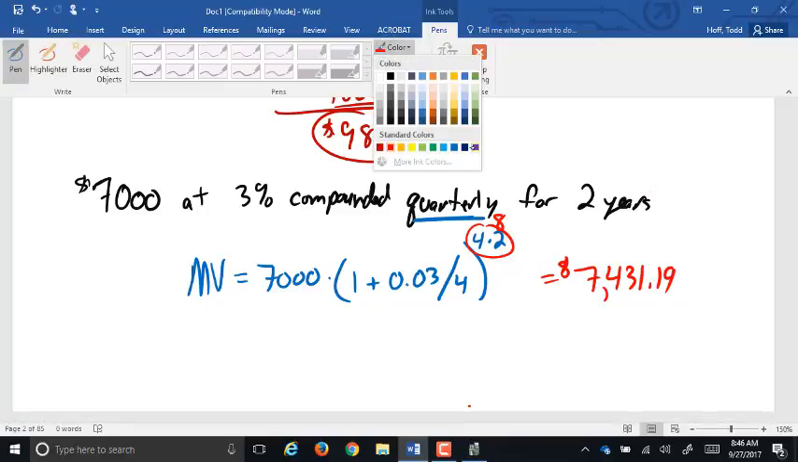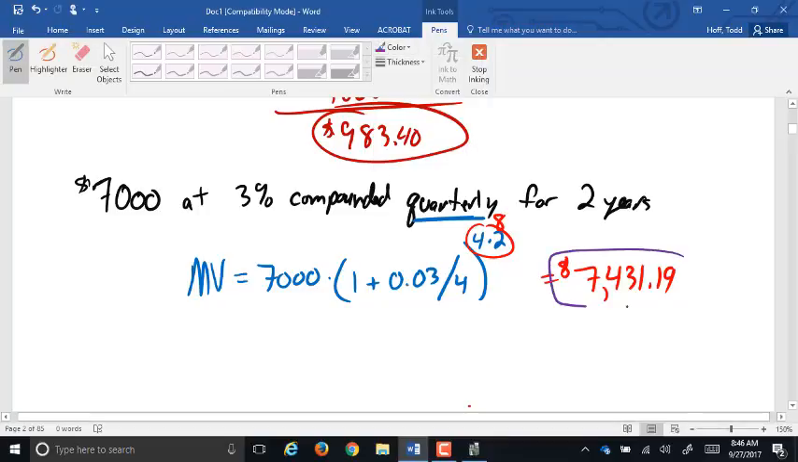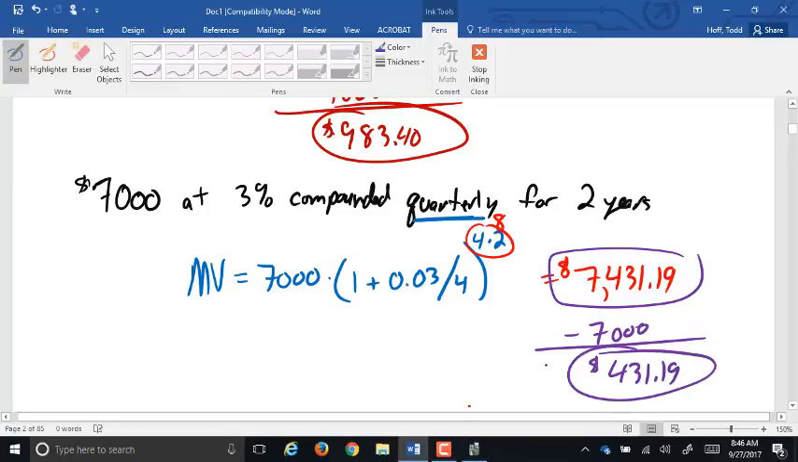So again, if you wanted to find the amount of interest, that would be the ending balance. If you wanted to find the amount of interest, you'd have to subtract that beginning balance. You get $431.19 in interest. So you have to be careful that you read the question carefully, know what it's asking. Is it asking for the ending balance, the maturity value, or is it asking for the amount of interest? If it's asking for the maturity value, you can just stop there.